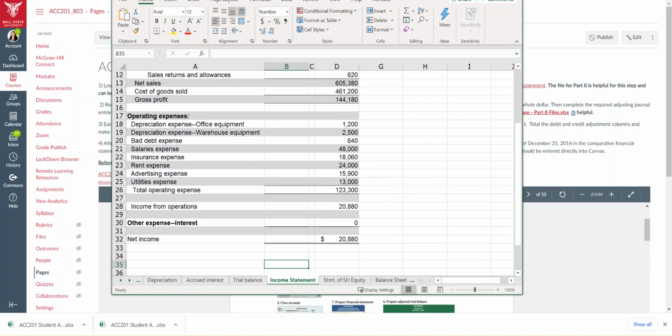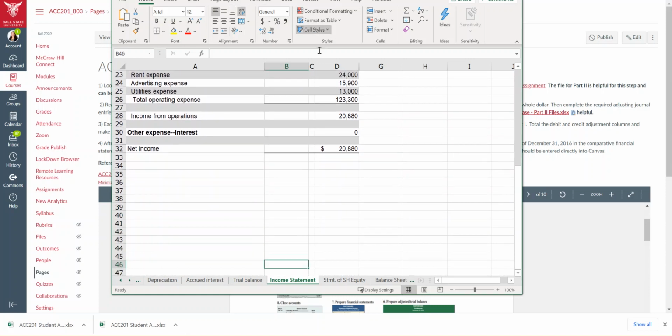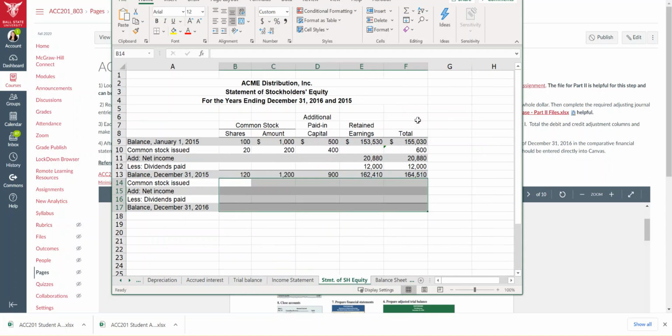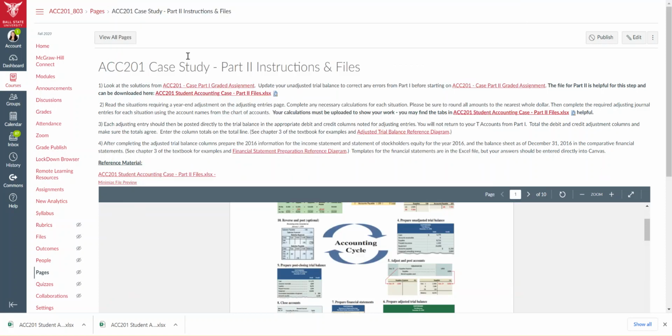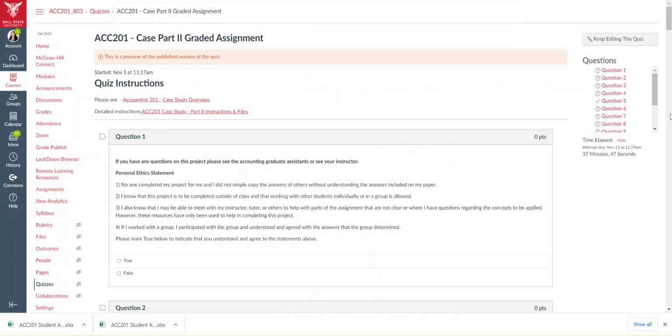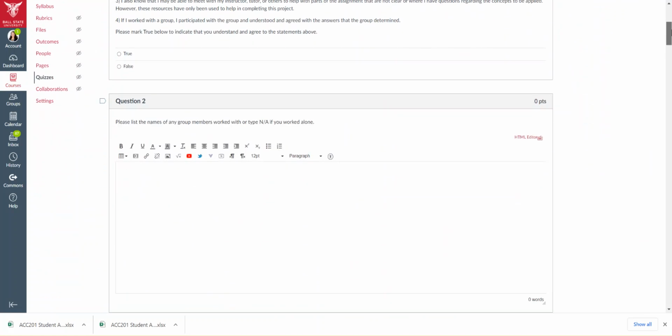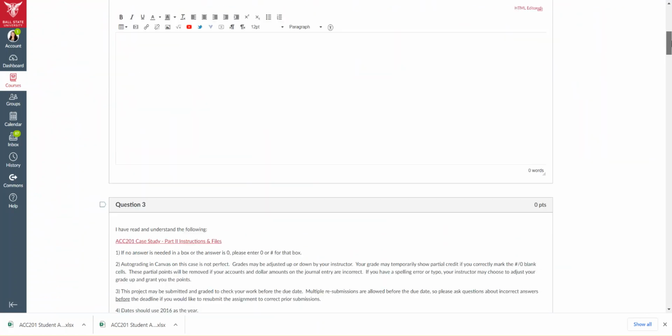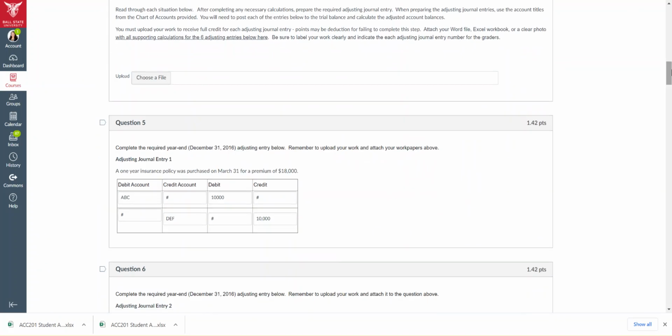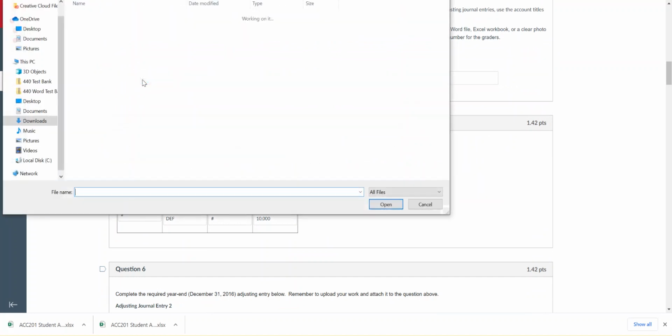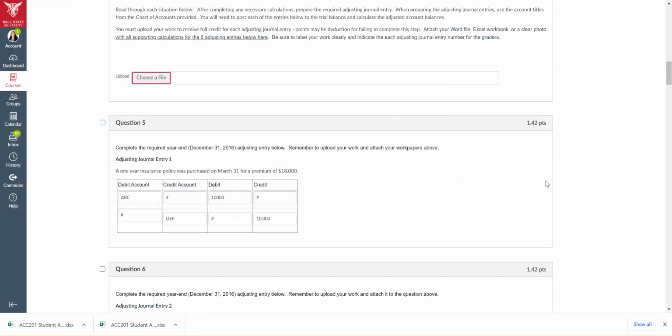Now, as far as the actual Canvas quiz itself, I see a lot of students on the paper version that got very confused by all of these cells here. So on the Canvas version, if we come down into it, I'll point a few things out on that. Now, on this Canvas version, it is very similar to the first part. Again, you're going to choose a file to attach your work to.